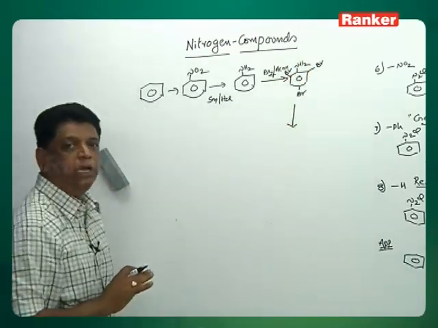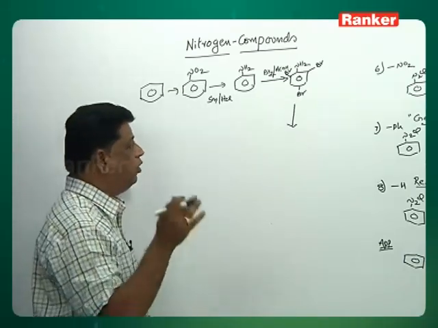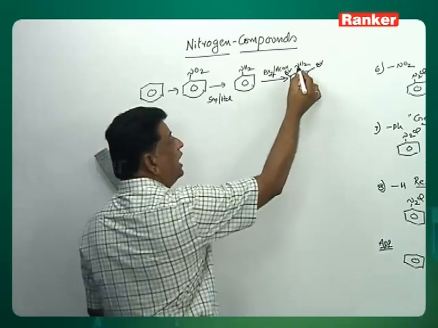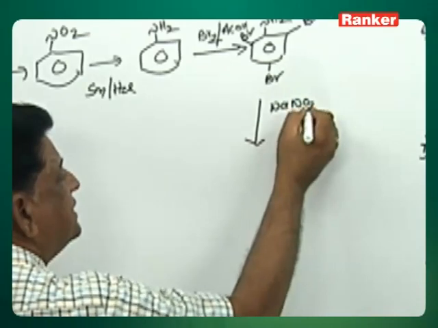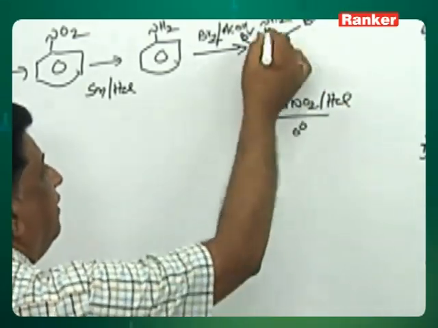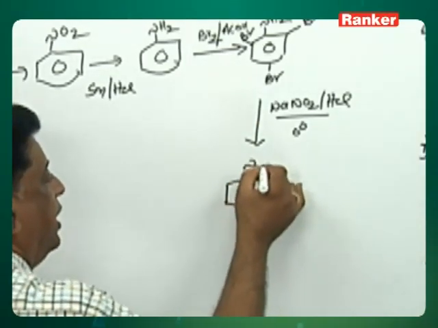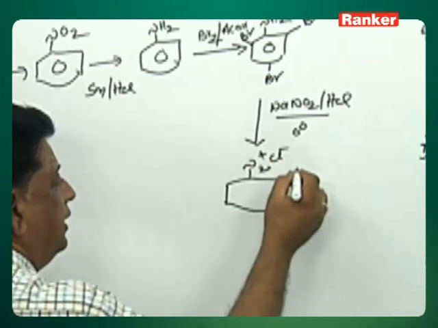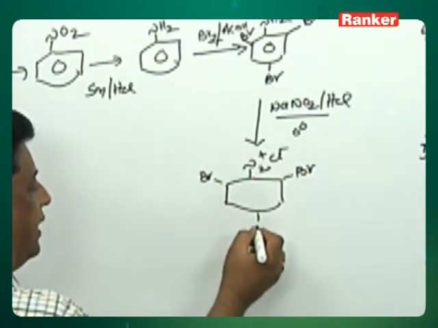NH2 as such is not a leaving group. The amino group is a very strong nucleophile. Incoming is easy, but outgoing is difficult. So, therefore, you diazotize this NH2 by adding NaNO2 and HCl. At 0 degrees centigrade, this NH2 will become a diazonium salt, N2+ Cl-. All three bromines are at ortho and para to this diazonium salt.